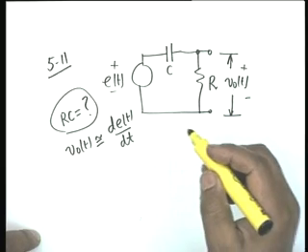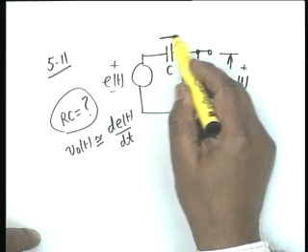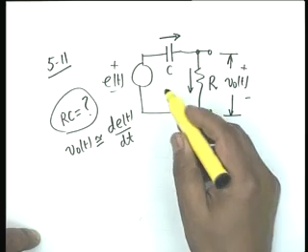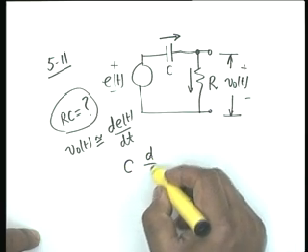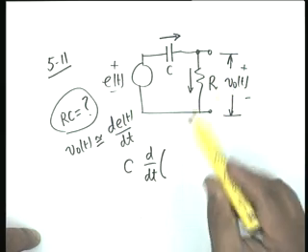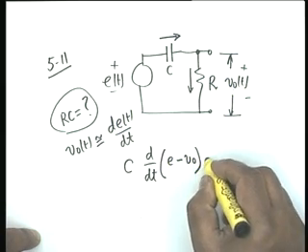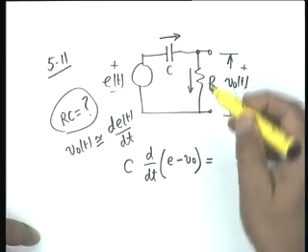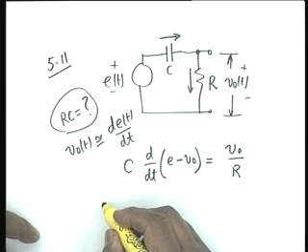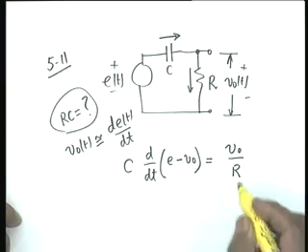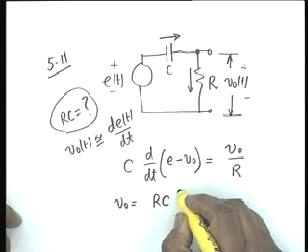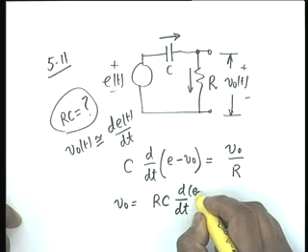In the time domain, the differential equation is that the current through the capacitor is the same as the current through the resistor, and the current through the capacitor is C d/dt of the voltage across it, which is E minus V0. This should be equal to the current through the resistor, V0 by R. One line differential equation. So, V0 equals RC d/dt of E minus V0.